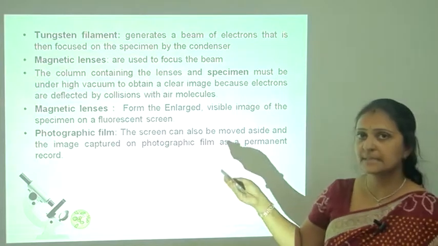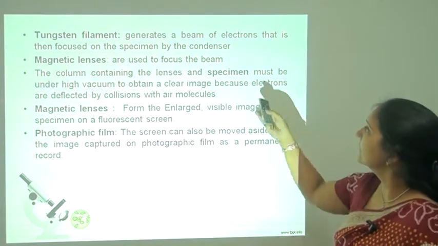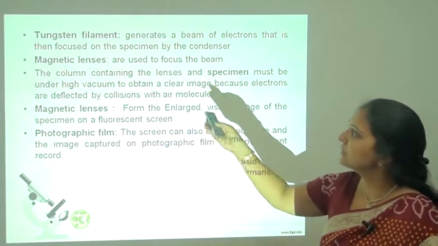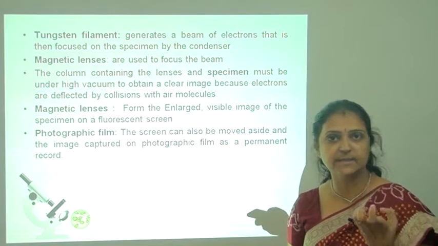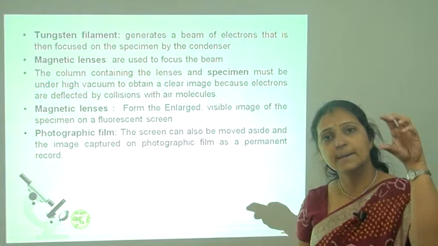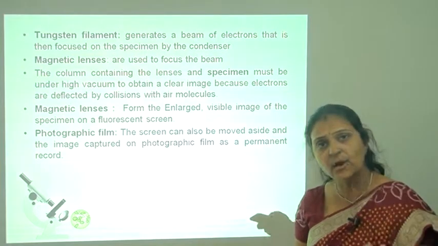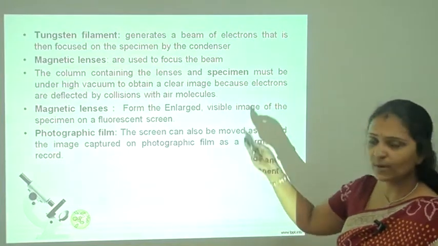The transmission electron microscope contains a tungsten filament. It generates a beam of electrons that is then focused on the specimen by the condenser. So a beam of electrons is generated in the transmission electron microscope, and this beam will be focused on the object, and the object can be viewed. Magnetic lenses are used to focus the beam.